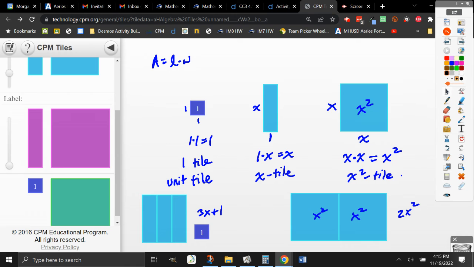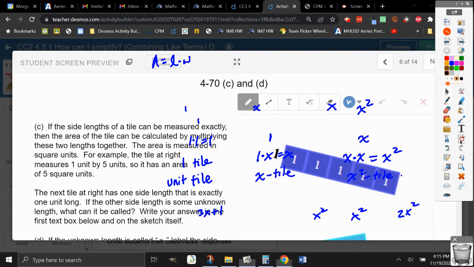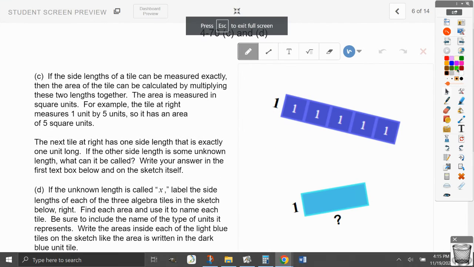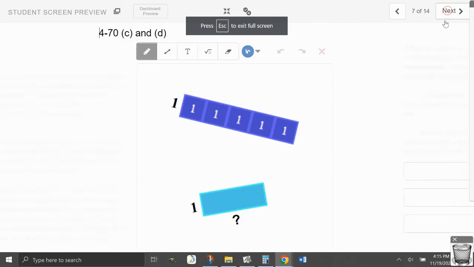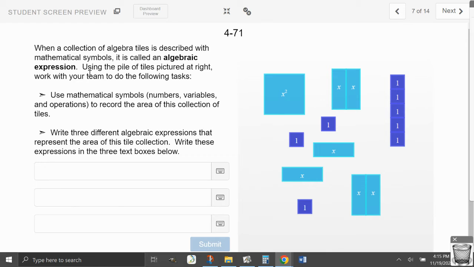Okay, so on one of your activities here, I'm going to be jumping over to number 71. We need to explain what this pile of tiles is called. When a collection of algebra tiles is described with mathematical symbols, it's called an algebraic expression. Using the pile of tiles pictured at right, work with your team to use mathematical symbols, numbers, variables, and operations to record the area of this collection of tiles. Write 3 different expressions that represent the area of this tile collection.